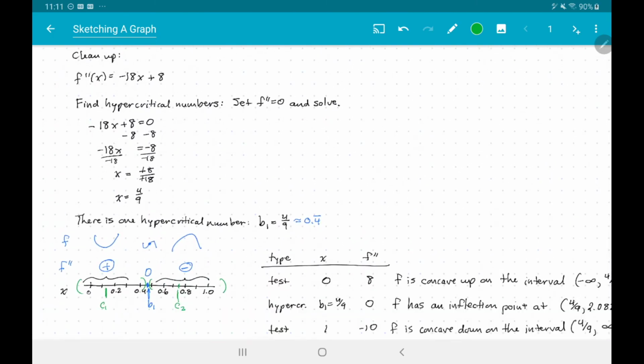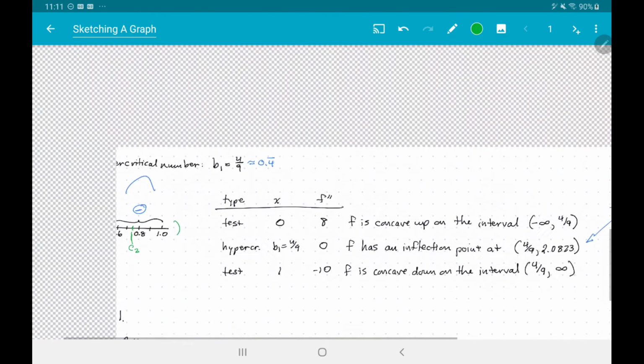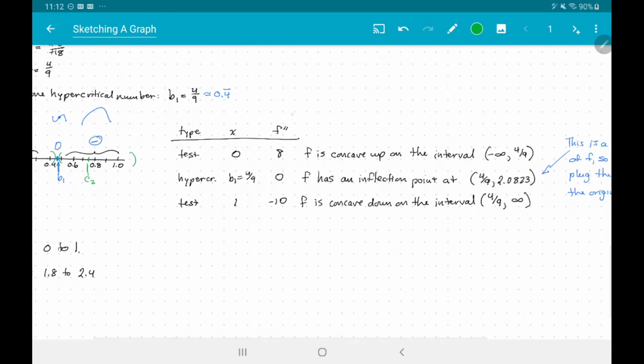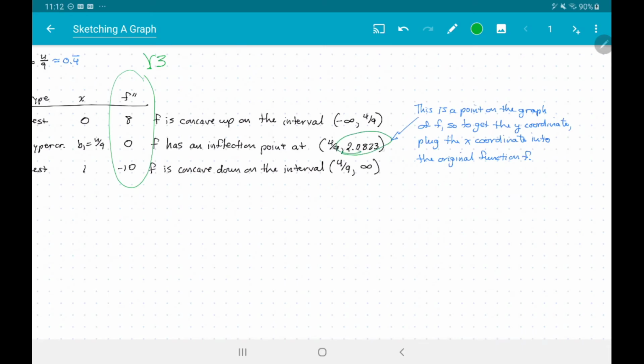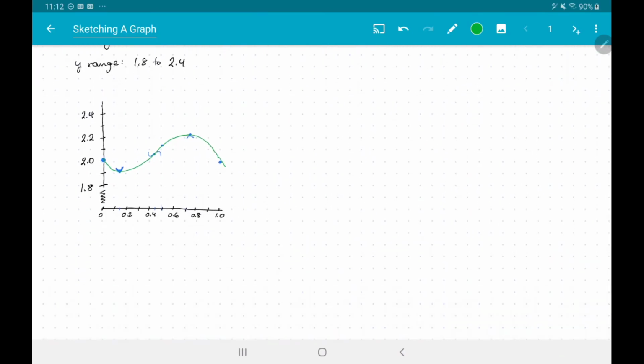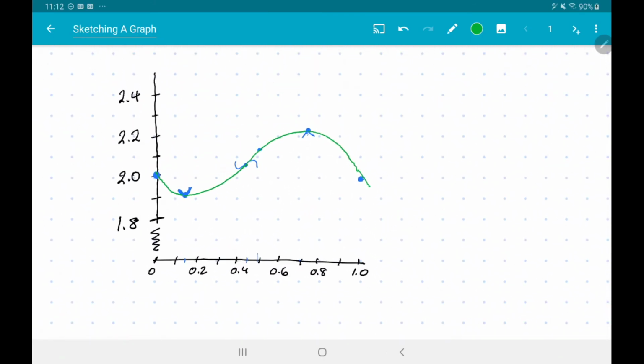Then we found f double prime. We solved for the hypercritical number. And again, I put f double prime in as y3. So this column of numbers comes from y3, but then this number is a y coordinate of a point on the graph, so that comes from y1. That's a value of f. And then finally, I sketched the graph with all of my points visible and confirmed with the calculator that it was correct.